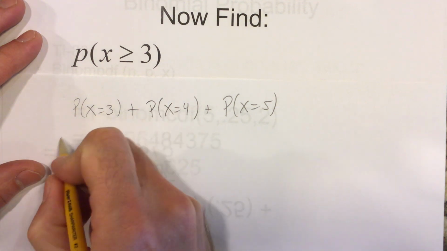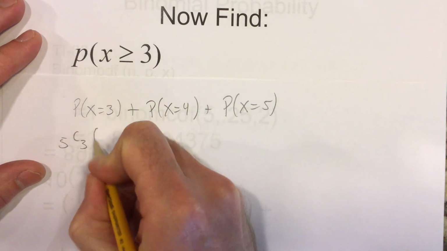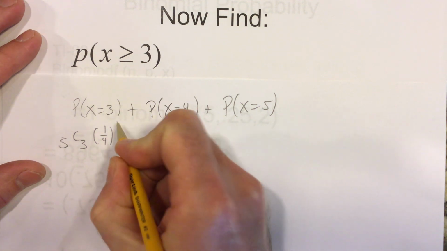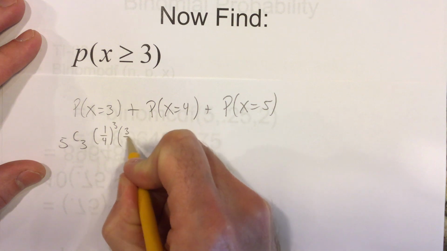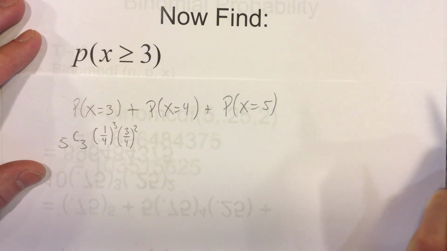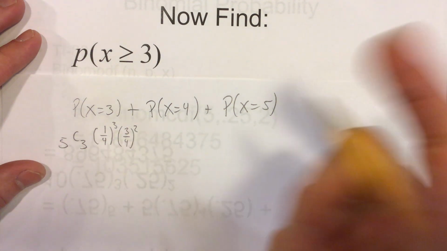So x equaling 3. There's 5 of them. We want to choose 3 to be correct. The chances of correct are 1/4. We, again, need 3 of them correct. And that means we have to get 2 incorrect. So that's the probability of getting exactly 3 out of 5 right guessing.